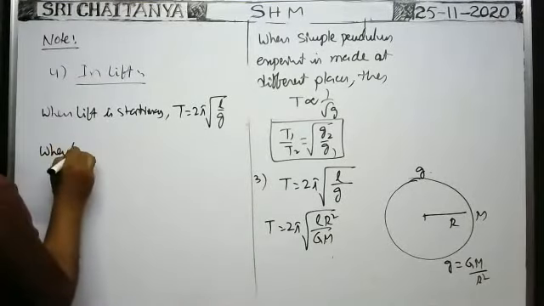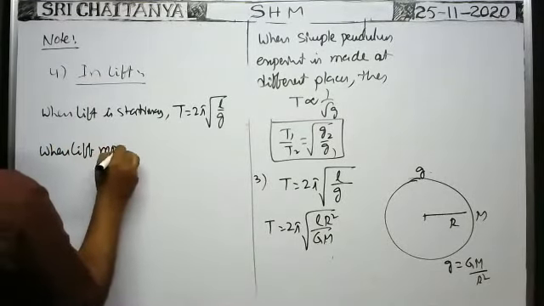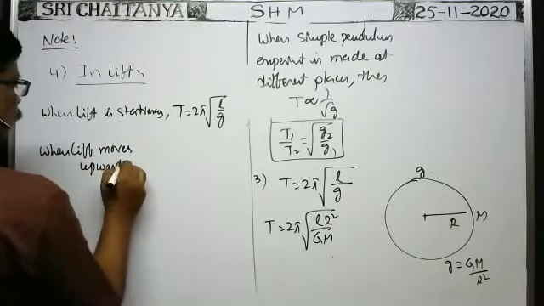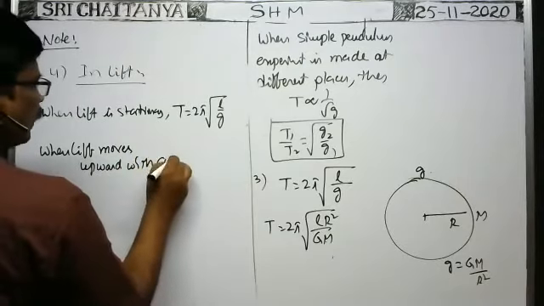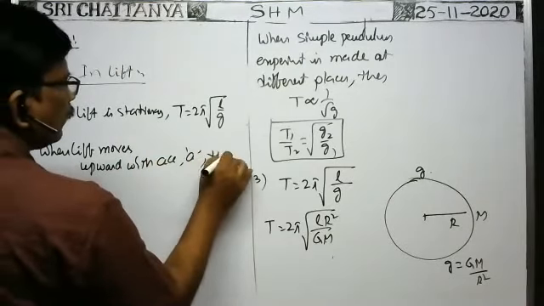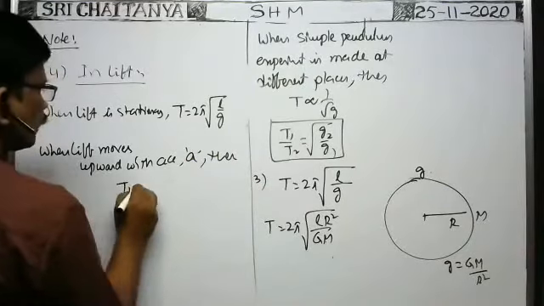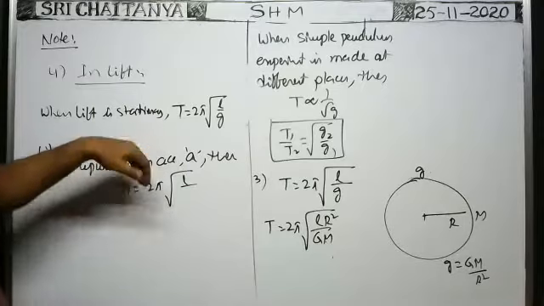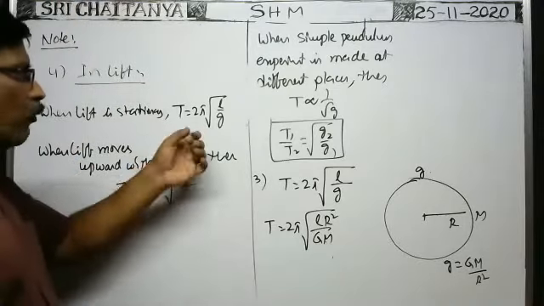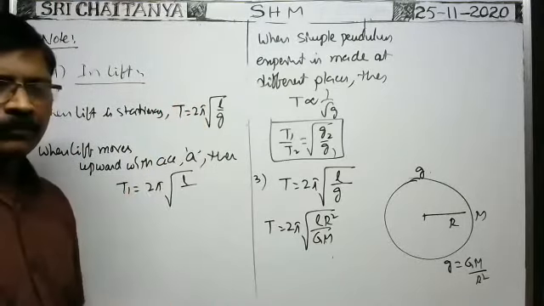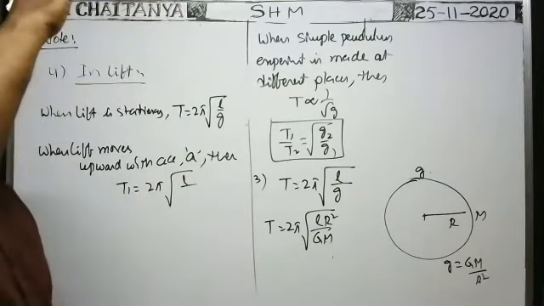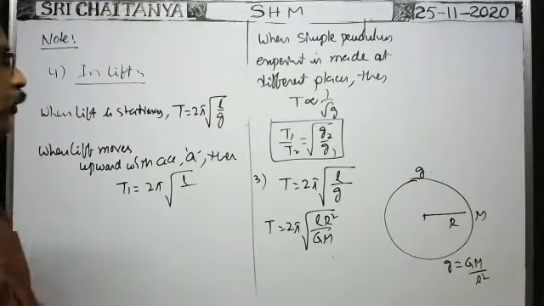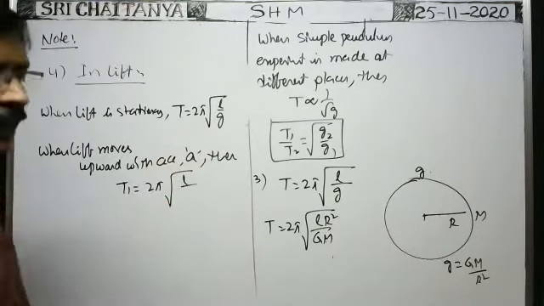When lift moves upward with acceleration A, then time period T1 is equal to 2 pi into, what is the effective acceleration? When the lift is moving upwards with acceleration A, then effective weight of the bob of the pendulum is equal to m of g plus A. Now effective acceleration becomes g plus A. That's why we have to write g plus A.